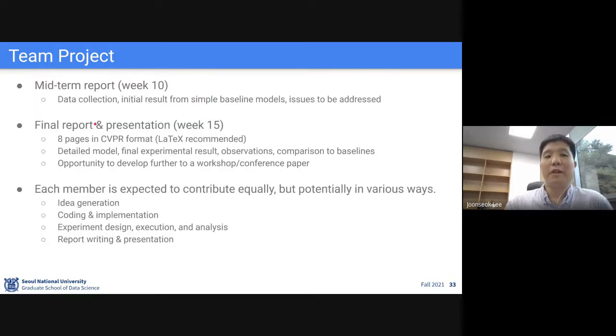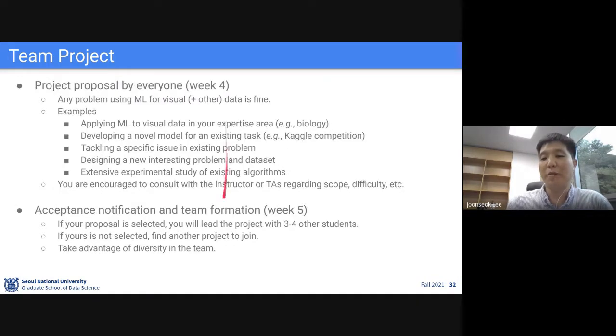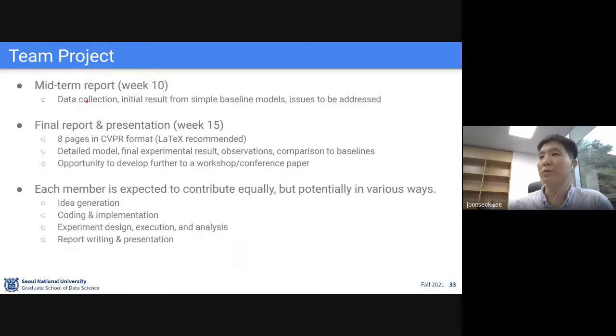And after that, you will have like 5 weeks to work on the projects, and you will submit the midterm report, which mainly contains the data collection and the initial results from simple baseline models. So the proposal will be mainly about what problem you are going to solve. And the midterm report is how you are going to solve that and some initial results. And the final report will be about how it actually worked and what your contribution is. It's basically a paper. So you will have 5 weeks until the midterm report. That will be around mid-November.